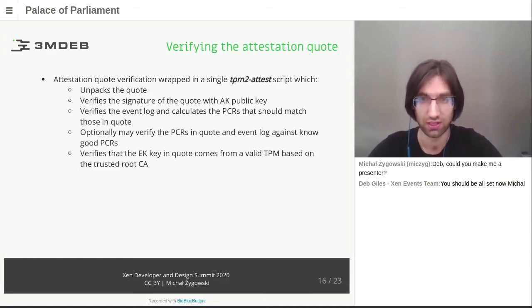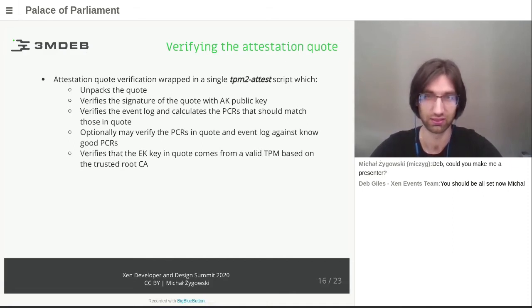And on the server side, we also use the TPM2 attest script, which unpacks the quote and verifies the signature of the quote. So the public part from the quote is used to verify its signature. It additionally verifies the event log by calculating the PCRs that should match those included in the quote. And we optionally may verify the PCRs in the quote and event log against known good PCRs.